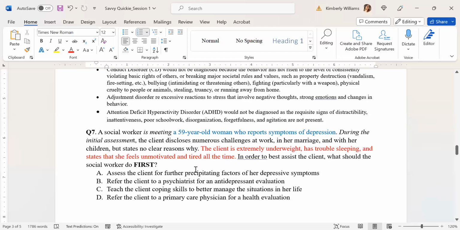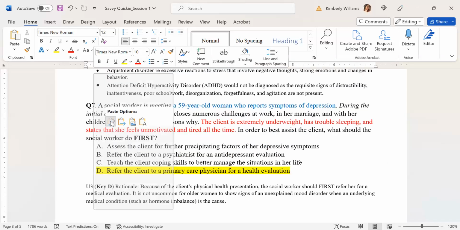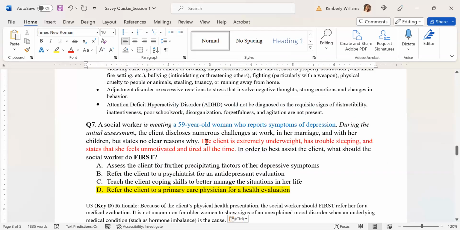And remember, I'm saying most important because this is a first question. C, teach the client coping skills to better manage the situations in her life. Is that going to be the most important thing that you do about the client being extremely underweight, having trouble sleeping, all of that? Or D, refer the client to a primary care physician for a health evaluation. D. Anything other than D? All right, D is definitely going to be the answer because this is where we're focusing.